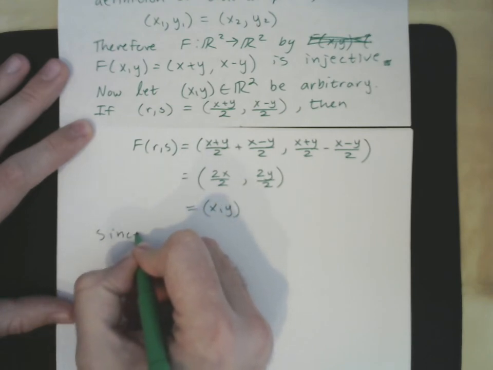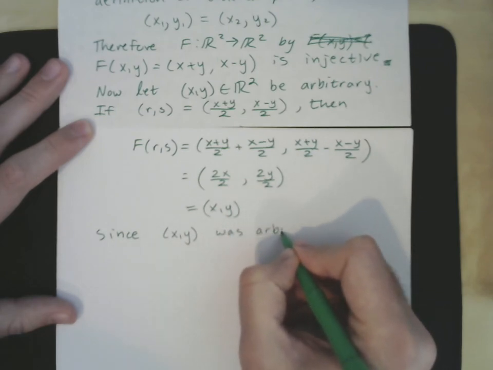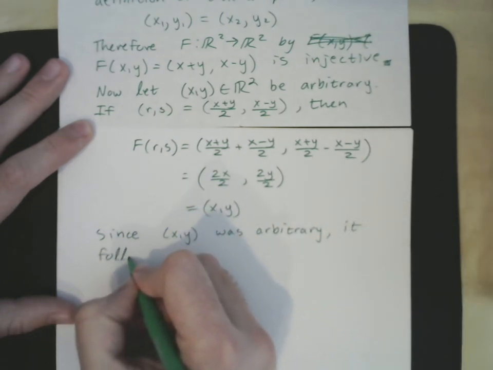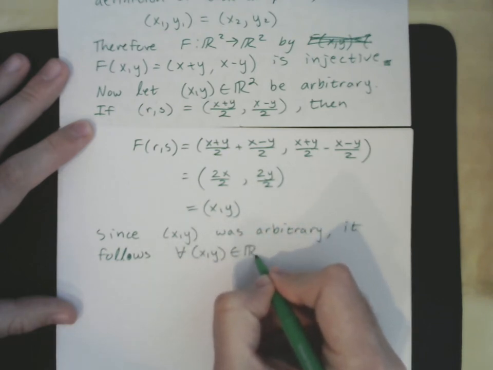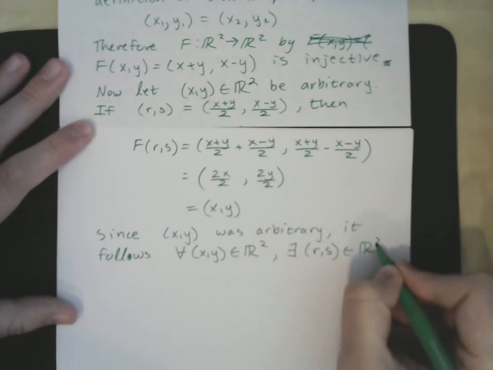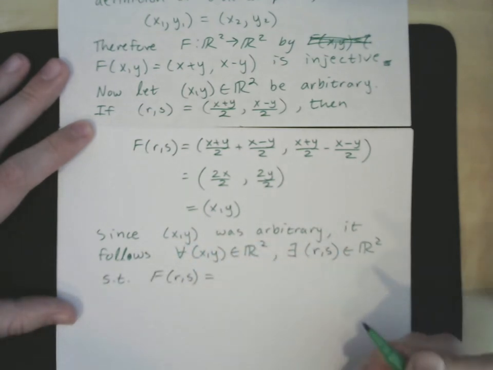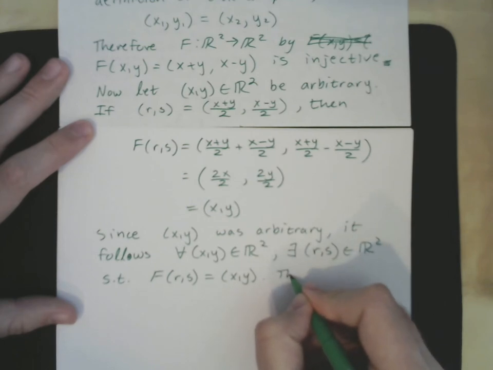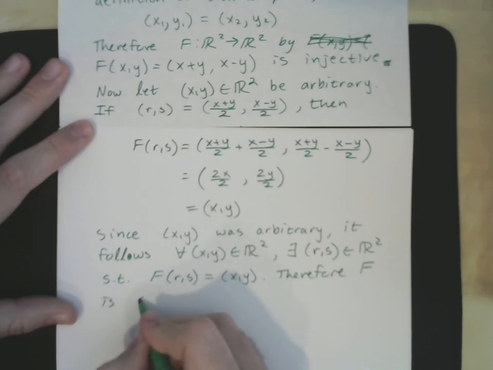And since (x, y) was arbitrary, it follows that for all (x, y) in R2, there exists an (r, s) in R2 such that f of (r, s) equals (x, y). Therefore, f is surjective.